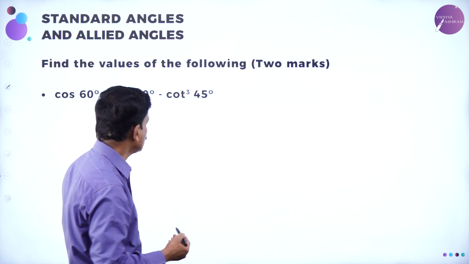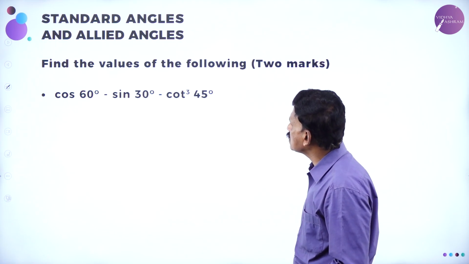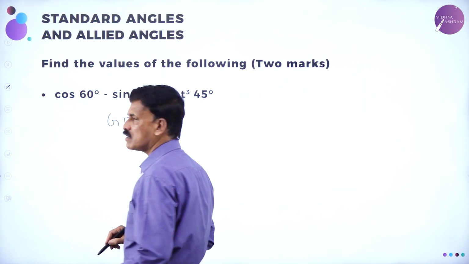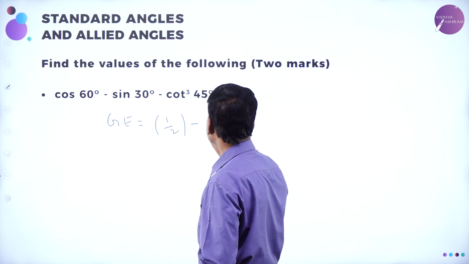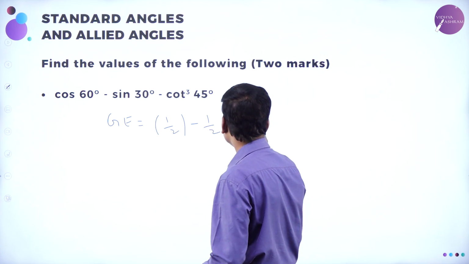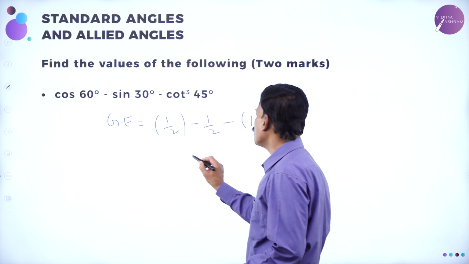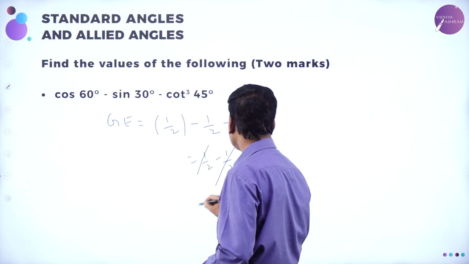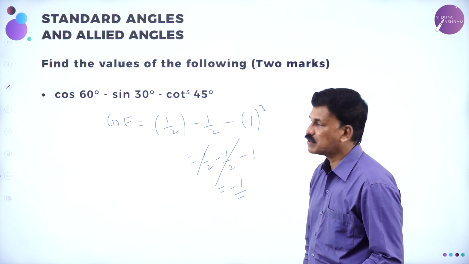Now, move on to the similar type problem. Find the value of cos 60 minus sin 30 minus cot cube 45 degree. Now, the given equation can be written as, what is cos 60? Cos 60 is equal to 1/2 minus sin 30. Sin 30 is also equal to 1/2 minus cot 45. Cot 45 is 1. So, that is minus 1 cube. So, 1/2 minus 1/2, 1 cube is equal to 1, minus 1/2 plus 1/2 gets cancelled. This is equal to minus 1. That's it. Very simple for 2 marks.